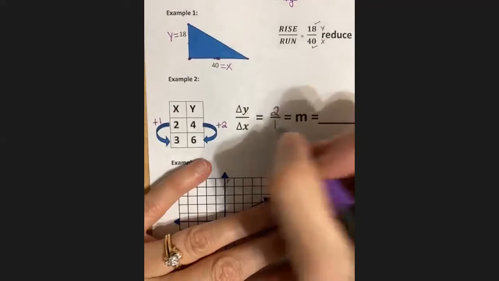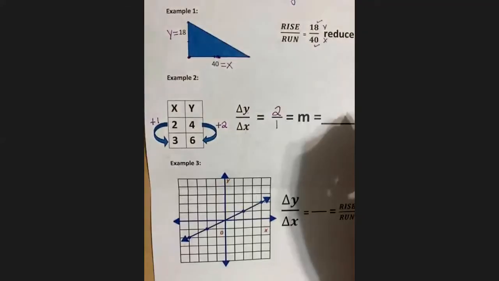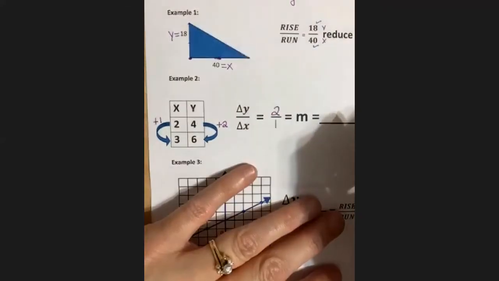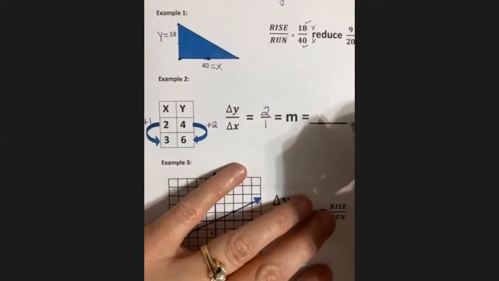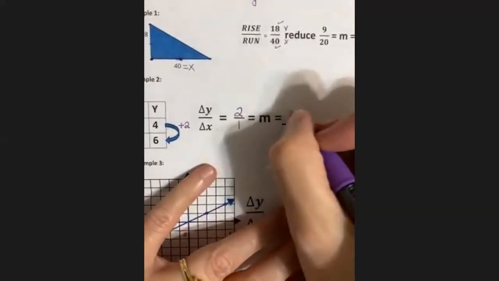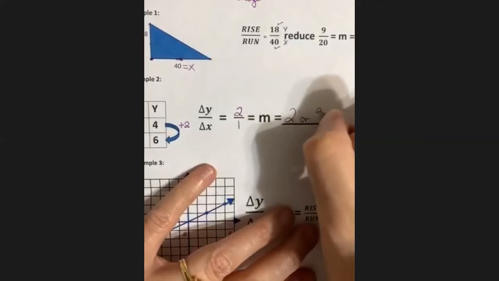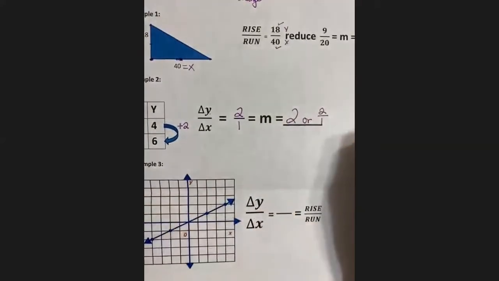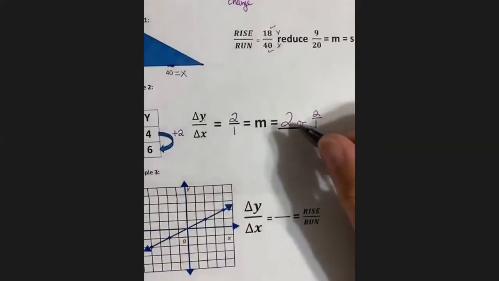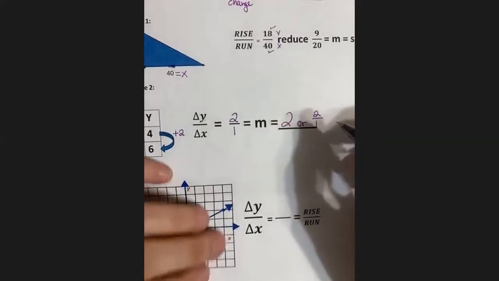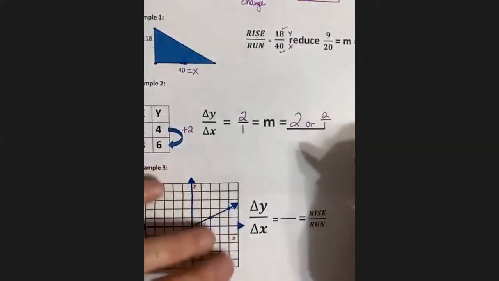And in the world of fractions, we know that 2 over 1 is just 2. So we would say that the slope is 2, or you can say 2 over 1, depending if you want your rise over run. And again, we know that 2 is 2 over 1, so saying the slope is 2 is fine, or it's 2 over 1.